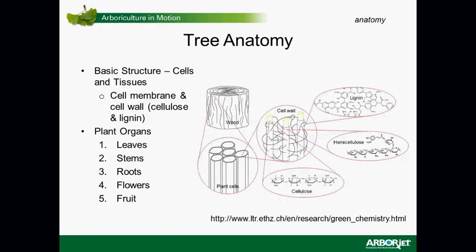So the basic structure of trees, like all living organisms, basically they're made of cells, and those cells are organized in tissues. Unlike animals, the cell membranes are bound by a cell wall, which is comprised of cellulose and lignins. Those are further organized into plant organs: leaves, stems, roots, flowers, and fruit.